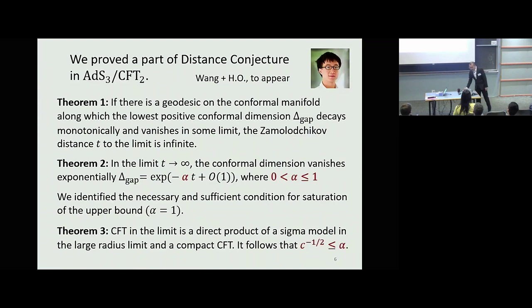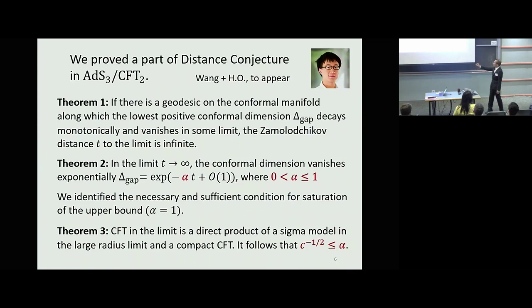So today, I would like to explain to you these three statements. And hopefully, well, I cannot claim this as proof at the rigor of mathematics, but I hope it will be at the level agreeable to the theoretical physicist. So there are three statements I would like to present. One is that if there is a geodesic on conformal manifold along which lowest positive conformal dimension, which you may call a gap in conformal dimension above vacuum, decays monotonically and vanishes at some point, then the topological distance measured by this conformal field theory calculation to that limit is infinite.